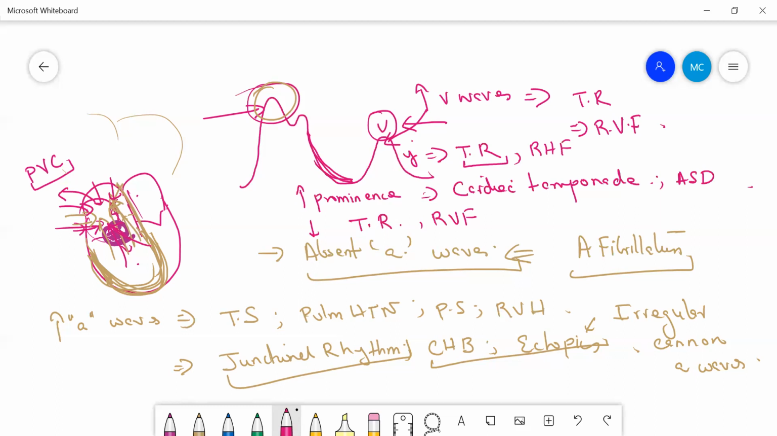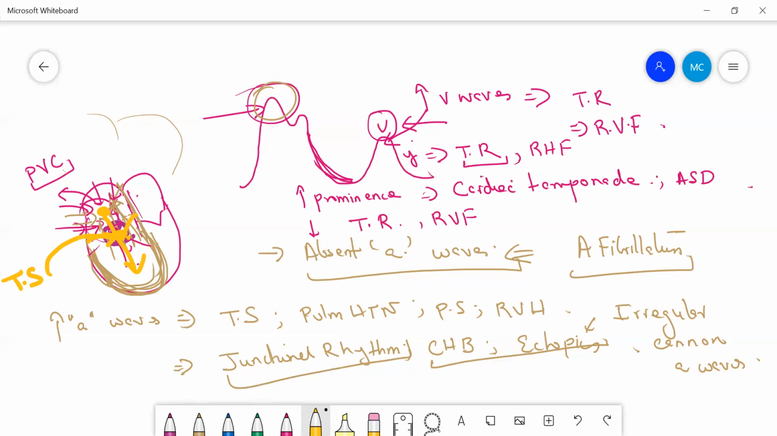And why will there be slow Y descent? Slow Y descent occurs when the blood is not able to empty properly from the right atrium to the right ventricle. Y descent is mainly because the blood is flowing from the right atrium to the right ventricle. So if the blood is not able to properly flow, it will lead to a slow Y descent. What can be the reason? You have tricuspid stenosis or cardiac tamponade. These are the reasons for the slow Y descent.